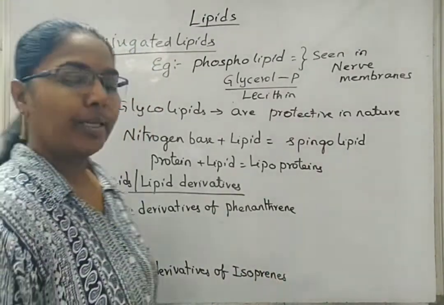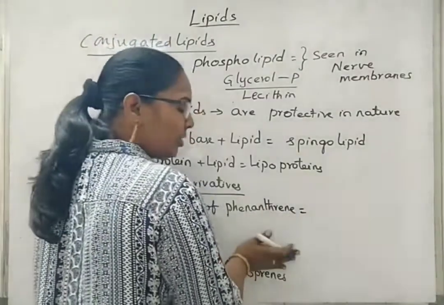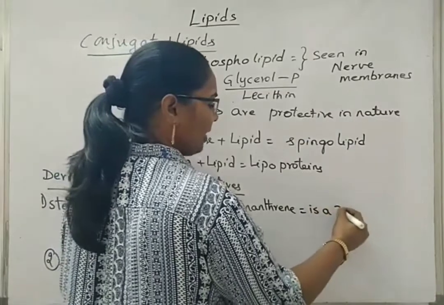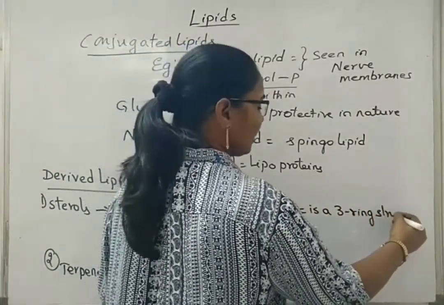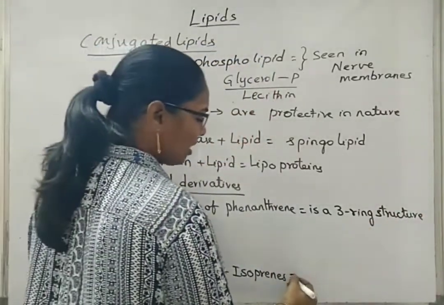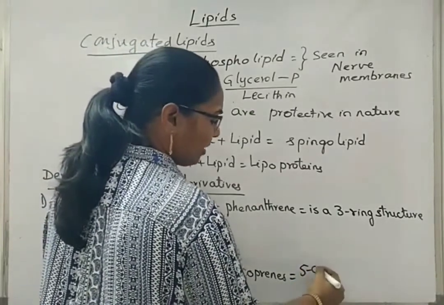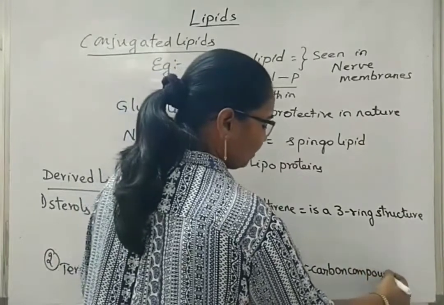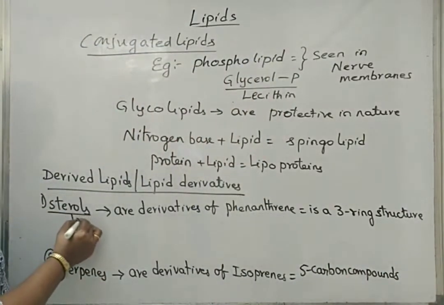Phenanthrene is considered to be a three-ring structure. If you know the differences, we can remember easily. It is a three benzene ring-like structure. Isoprenes are considered to be five carbon compounds. These sterols are of plant origin.